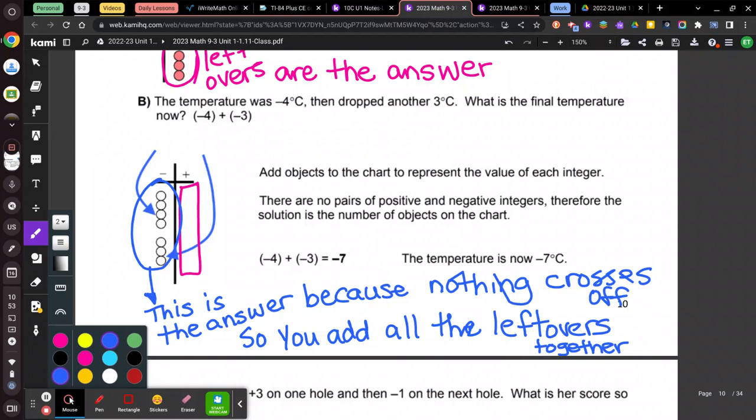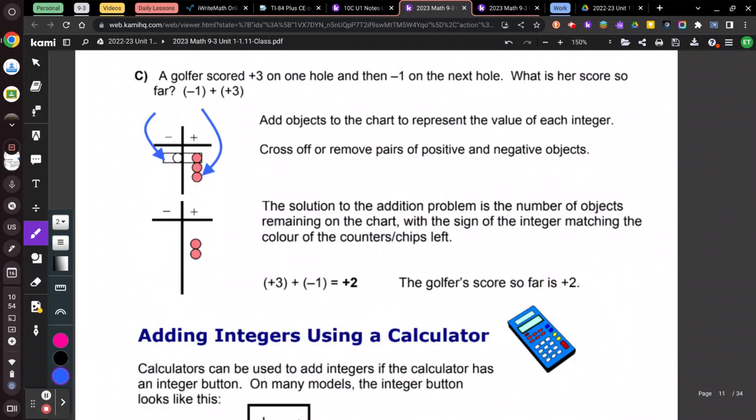There we go. We add all those together. Now we're going to look at a couple more examples of that. So here's an example they gave us, and it's -1 adding 3. So I've got 1 on the left, 3 on the right, and as we can see, one of them crosses off. So these ones are going to disappear.